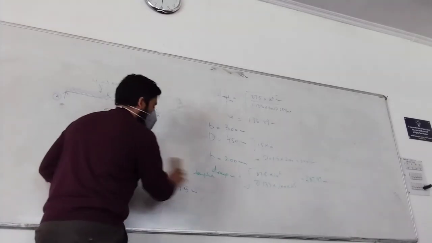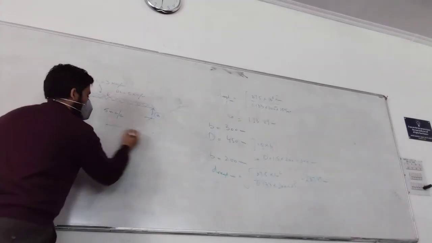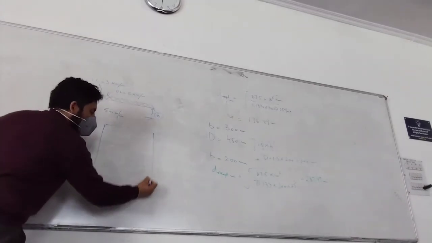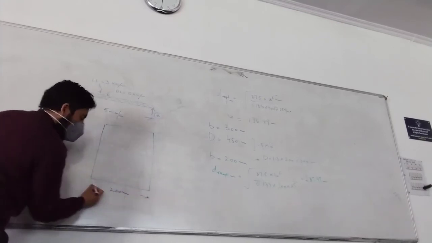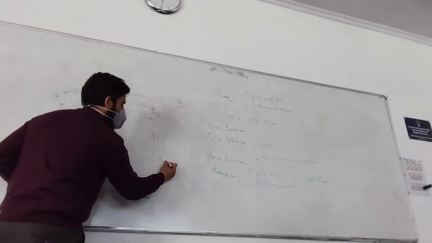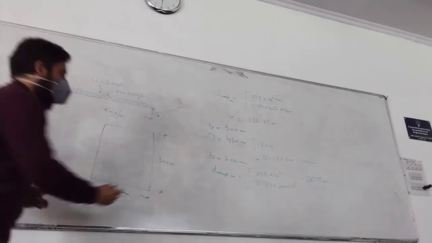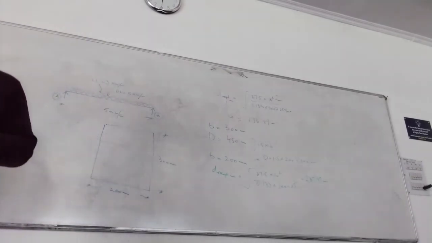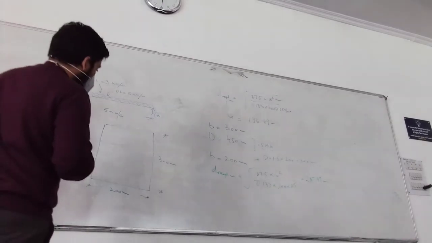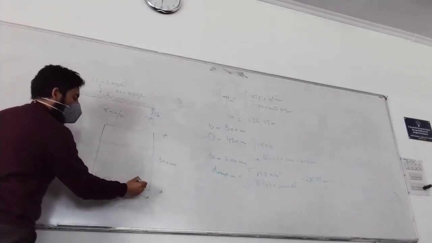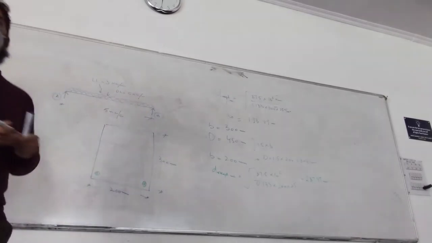Now have we now fixed the dimensions of the beam? This is now 200 mm and this is 300 mm. We have now fixed the dimensions of the beam, and then now we have to design the steel in the second step.